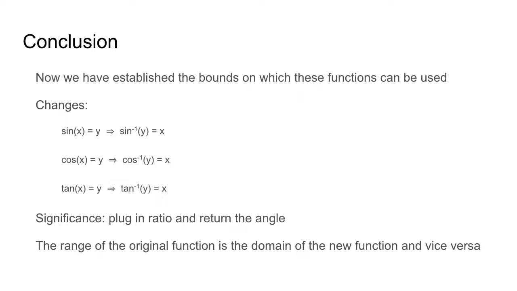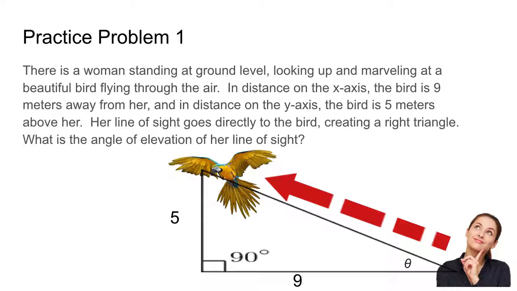To see how inverse trigonometric functions can be applied, we will look at a practice problem. Suppose there is a woman standing at the ground level, looking up and marveling at a beautiful bird flying through the air at a distance on the x-axis. The bird is 9 meters away from her, and in the distance on the y-axis, the bird is 5 meters above her. Her line of sight goes directly to the bird, creating a right triangle. What is the angle of elevation of her line of sight?